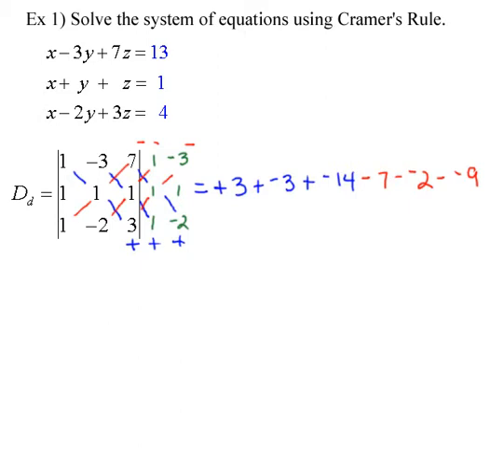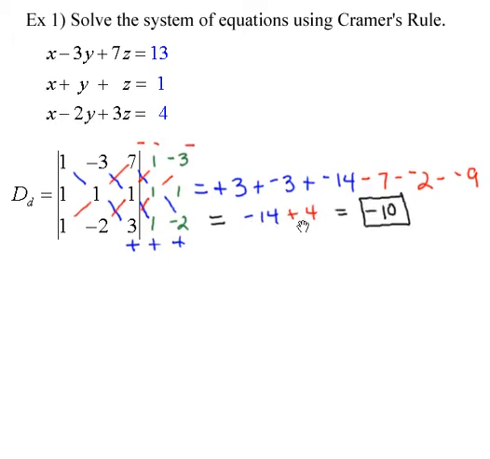Let's simplify the numbers now. So 3 plus negative 3 drop out to 0, plus negative 14 is negative 14. Negative 7, and don't forget you're subtracting negatives, or adding. So negative 7 plus 2 plus 9 is 4. And negative 14 plus 4 is negative 10.